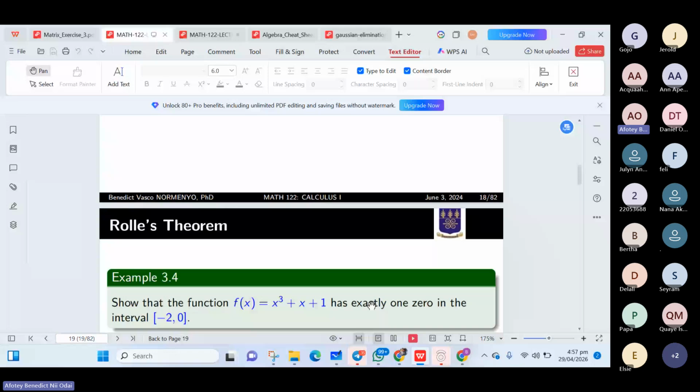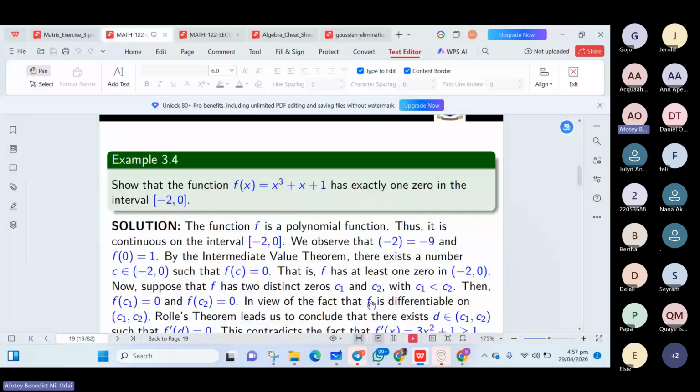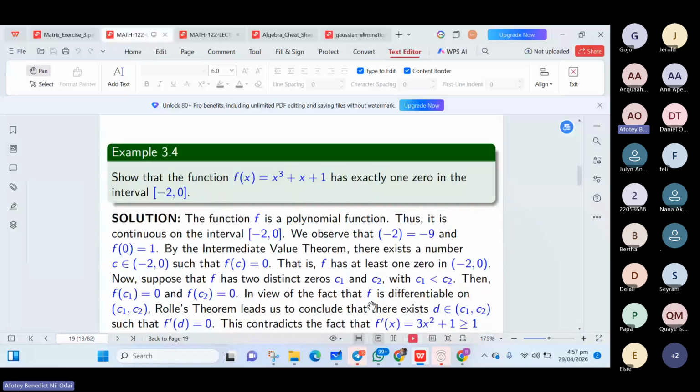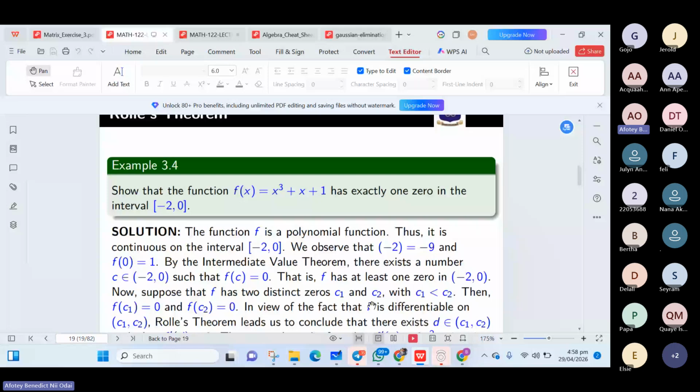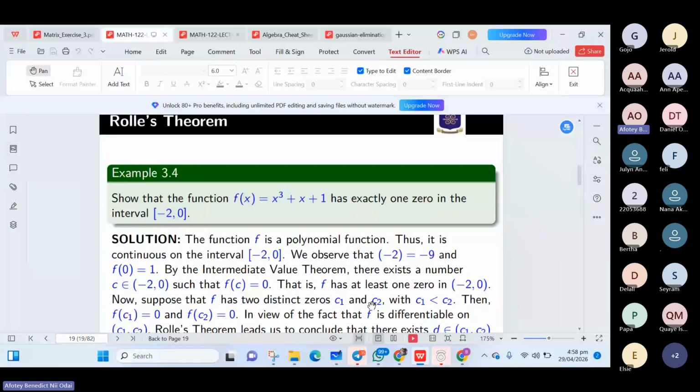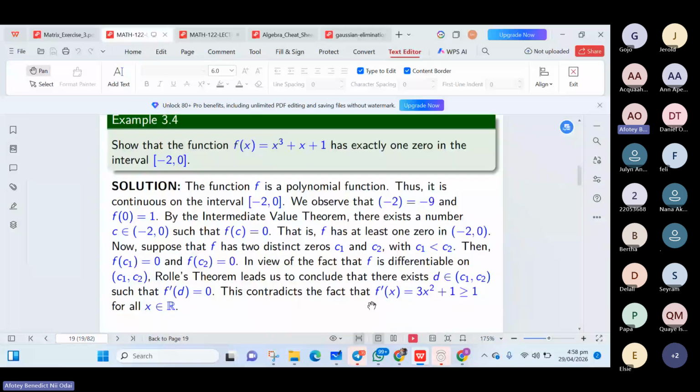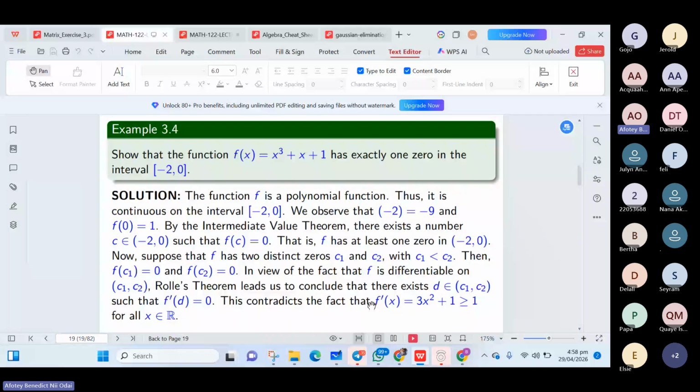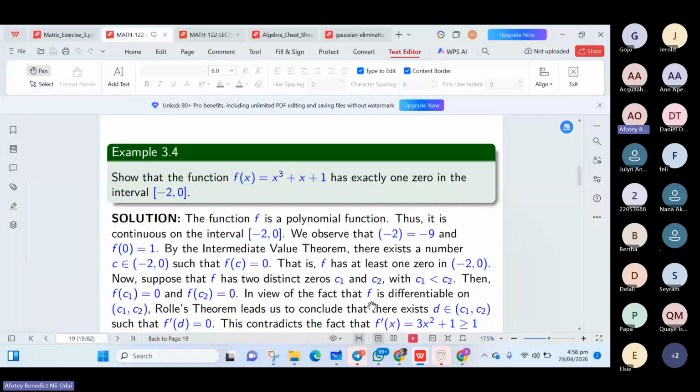So we have to show that f of x is equal to x cubed plus x plus 1 has exactly 1 zero within the interval. This is an application of the IVT and also Rolle's theorem. I know there is plenty of writing in this and it makes a lot of sense. So let's go back.